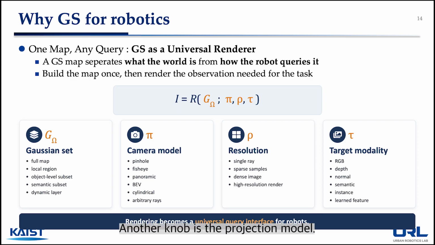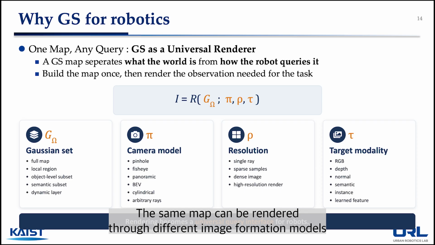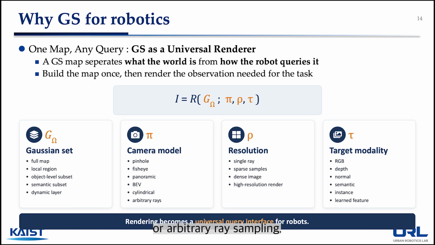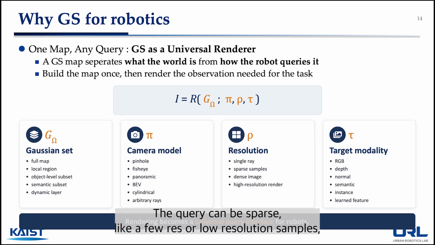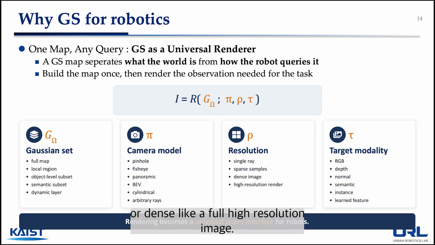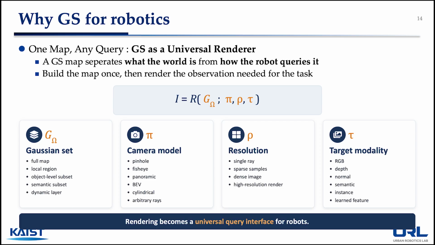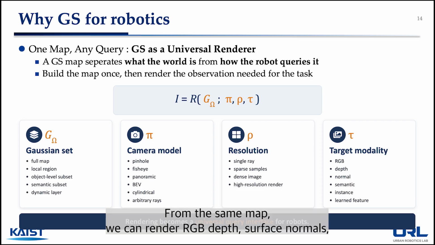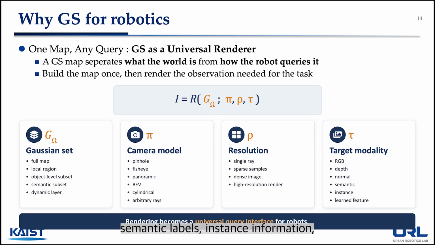Another knob is the projection model. The same map can be rendered through different image formation models such as perspective, fisheye, equirectangular panorama, orthographic BEV, or arbitrary ray sampling. We can also change the sampling resolution. The query can be sparse, like a few rays or low-resolution samples, or dense, like a full high-resolution image. Finally, the rendered target can change depending on the task. From the same map, we can render RGB, depth, surface normals, semantic labels, instance information, primitive attributes, or learned features.